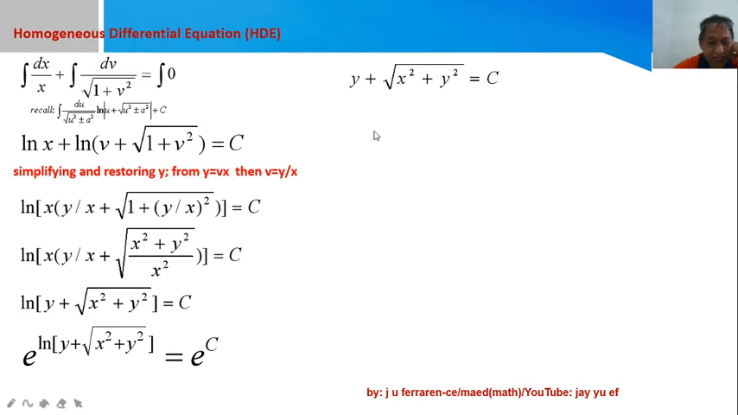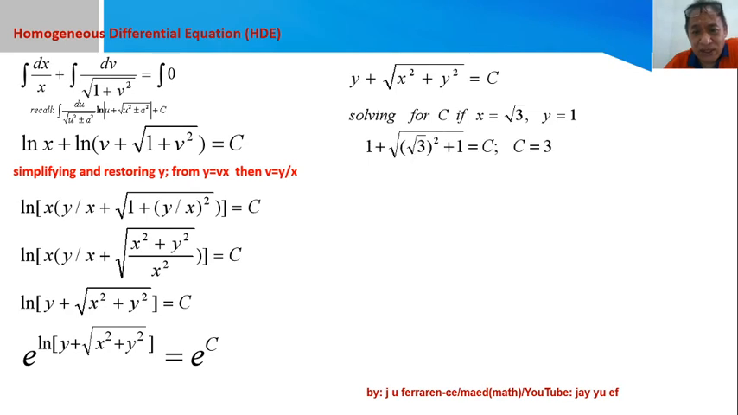And there is a condition given to find our c value, that if x is equal to the square root of 3, y is equal to 1. So I have to substitute this, being 1, plus the square root of 3 squared, plus 1, that's equal to c. So what is the c value?